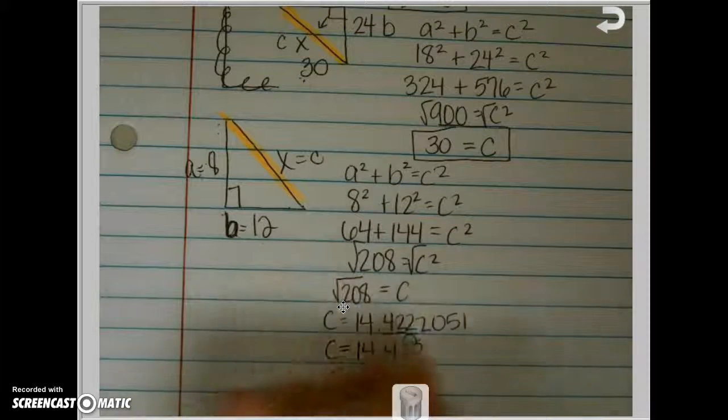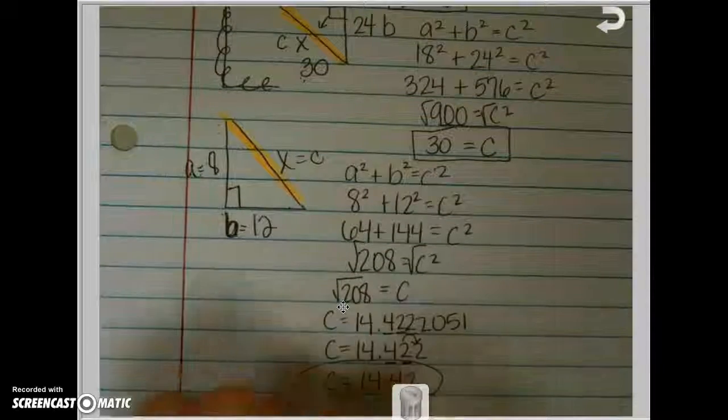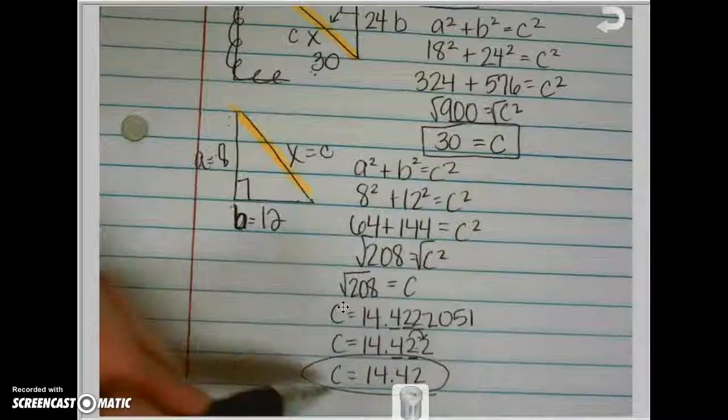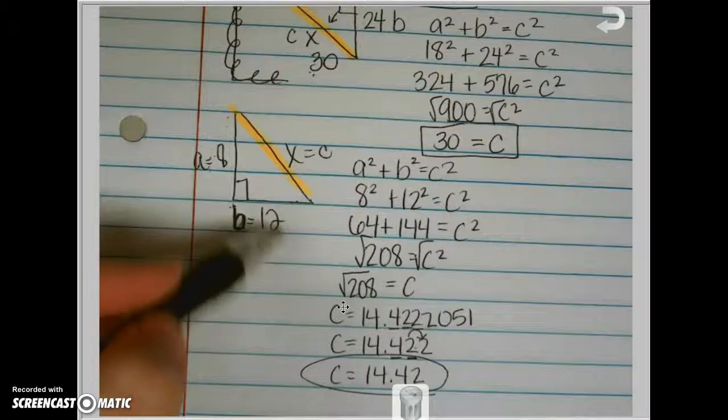I look at that 2. That 2 is not going to make that 2 go up. It's going to stay the same. So this would be your hypotenuse. 14 and 42 hundredths is bigger than 12, and it's bigger than 8.